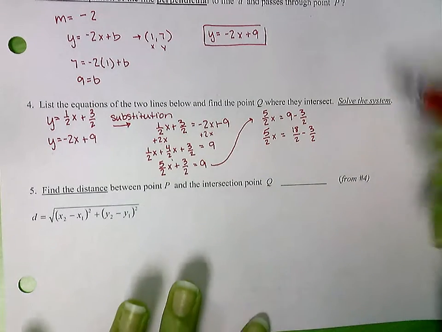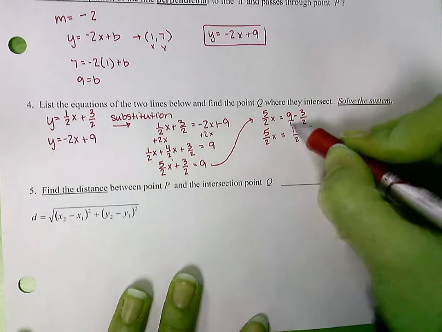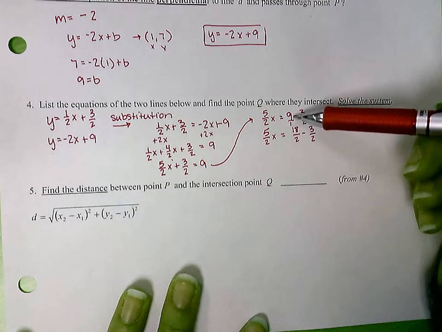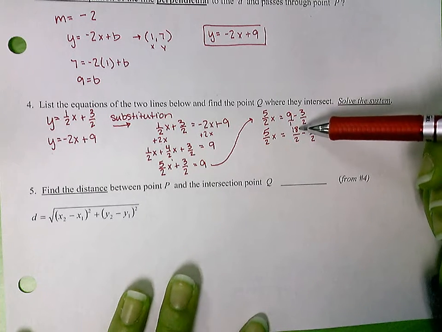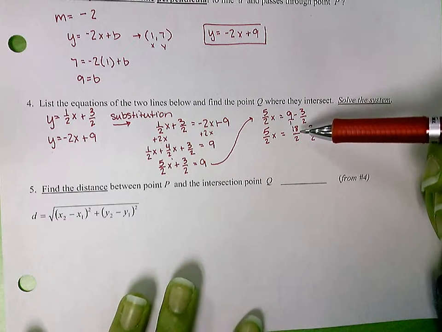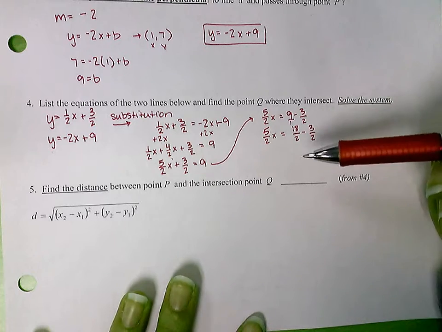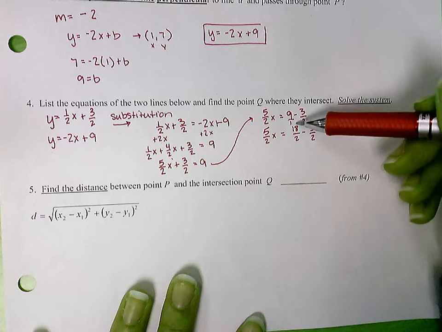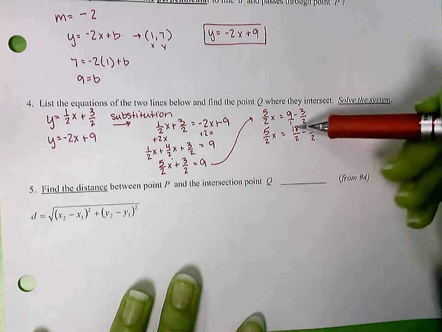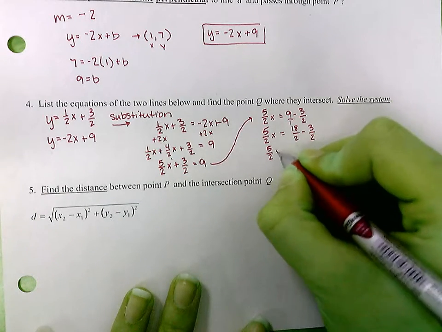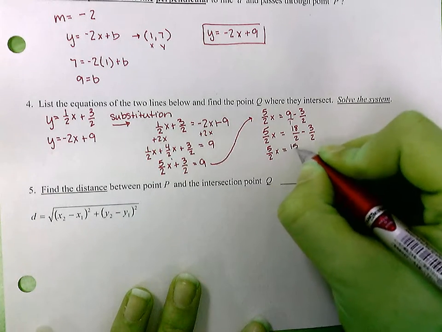I got a common denominator. So 9 is like 9 over 1. To change that denominator to a 2, I multiplied by 2. Whatever I do to the bottom, I have to do to the top. So I multiplied 9 by 2 to get 18. Does that make sense? What do you mean, no? I just multiplied top and bottom by 2 to get my new fraction. So now I can combine those two fractions. So I have 15 halves.